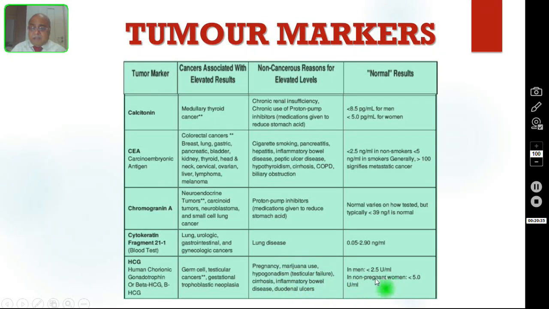In men, the normal value is less than 2.5 units per ml. In non-pregnant women, this should be less than 5 units per ml.